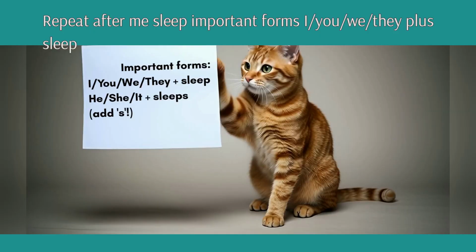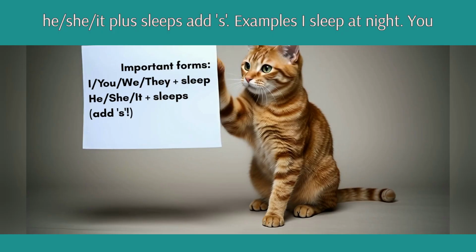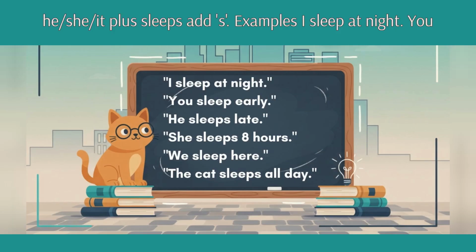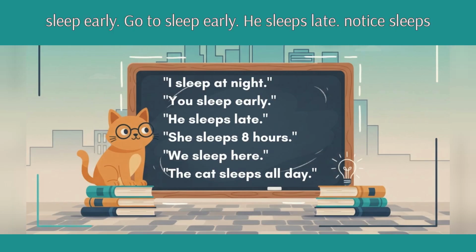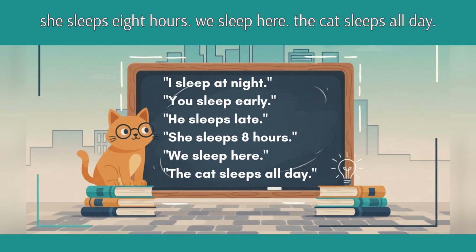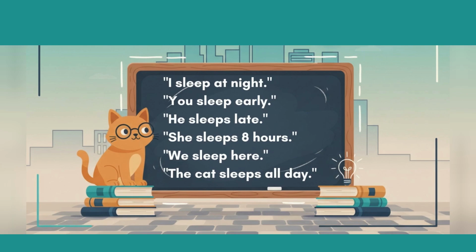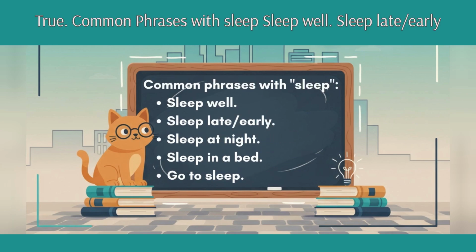Important forms. I, you, we, they plus sleep. He, she, it plus sleeps. Add s. Examples. I sleep at night. You sleep early. He sleeps late. Notice: sleeps. She sleeps 8 hours. We sleep here. The cat sleeps all day. True.